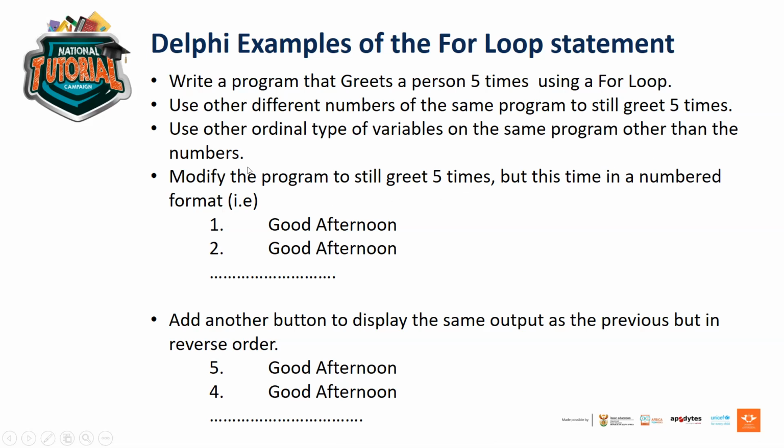But now here's the question that says, use other ordinal type of variables on the same program other than the numbers. So remember, ordinality talks of sequence. So it doesn't necessarily have to be numbers. For example, now I'll just show you how you can use other ordinal variables to actually run the same program. I'll stop sharing here and then bring up the Delphi screen again.